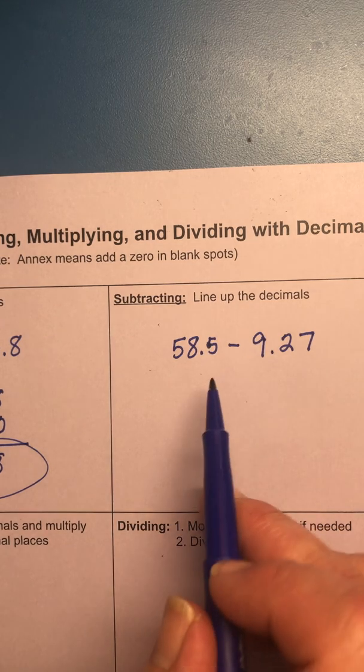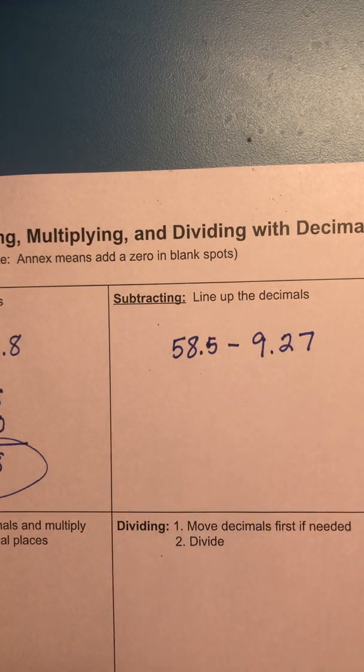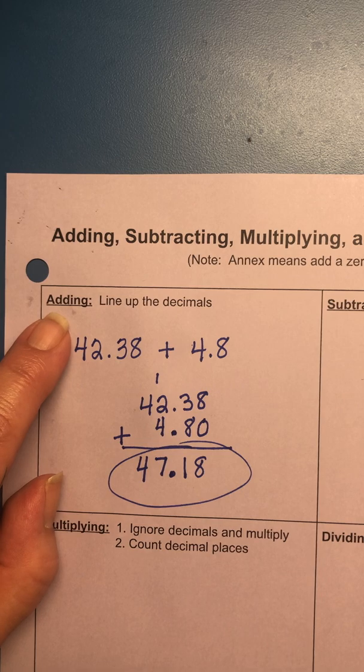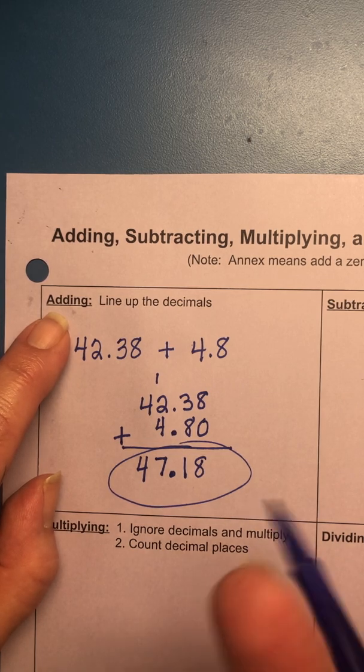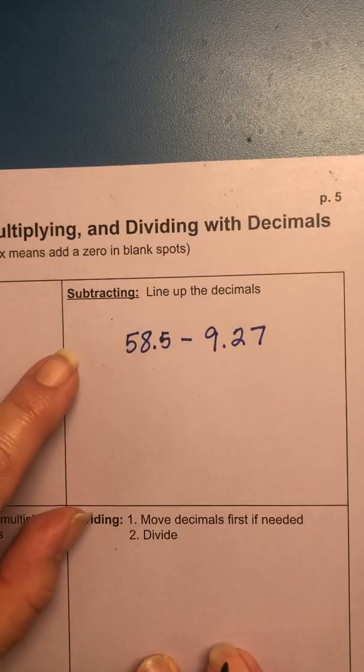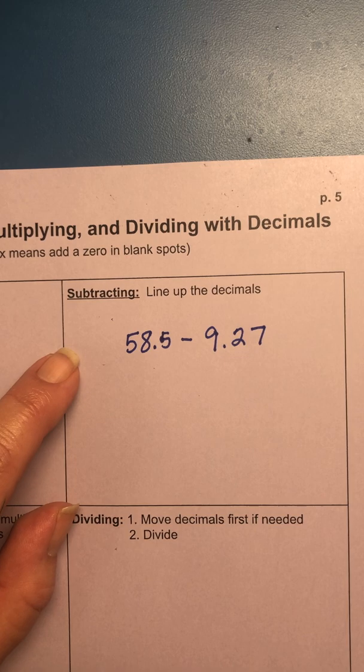And then, you know, with subtracting, does order matter when you subtract? I know when I'm adding, order doesn't matter, right? 2 plus 3 is 5. If I switch them around, 3 plus 2 is 5. They're interchangeable. But with subtracting, order matters.